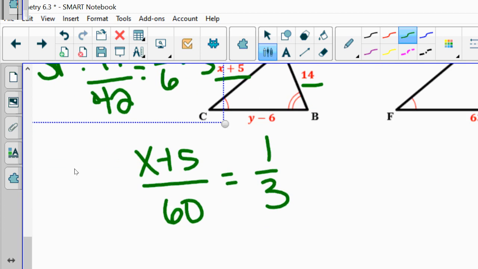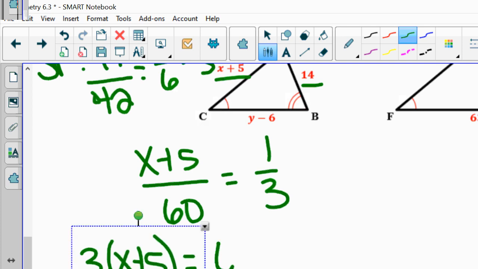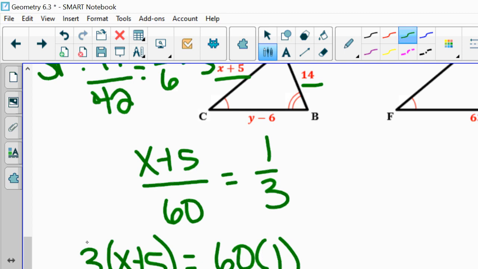Now I have a proportion, cross multiply, 3 times x plus 5 equals 60 times 1. Distribute, 3x plus 15 equals 60. Subtract 15. So I get 3x equals 45. Divide by 3, x is equal to 15. So there's the x value.